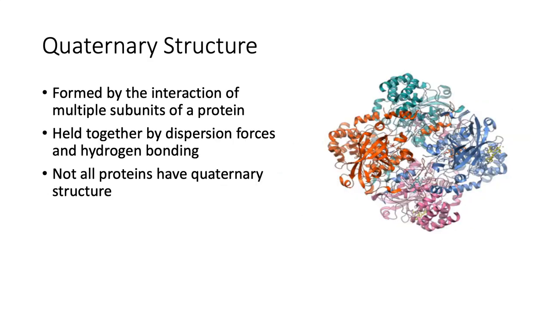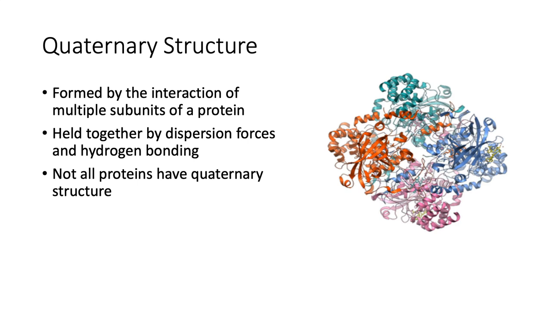And then lastly, we have our quaternary structure, and this is formed by the interaction of multiple subunits coming together to make a larger protein. So this is a picture of catalase, and you can see each of the subunits of the catalase is a different color. So catalase has 4 different subunits. These 4 subunits all have their own secondary and tertiary structure. They're identical, and then they come together to make the overall catalase protein.